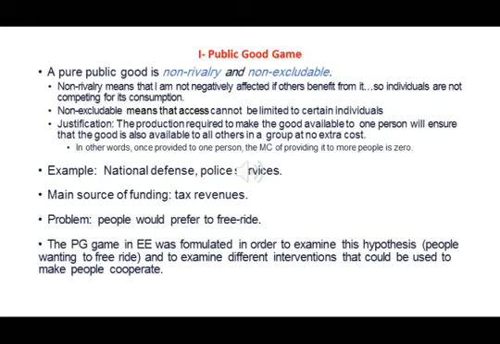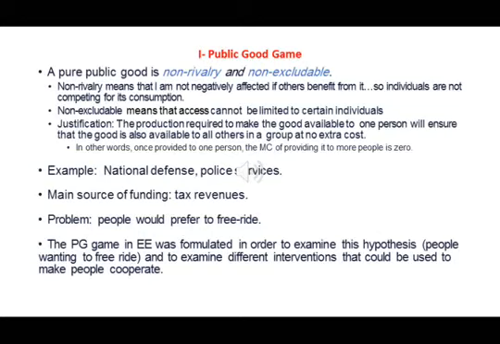What are the examples for a pure public good? The two main examples are national defense and the police services in any country. So these are pure public goods. There is no rivalry between individuals in their consumption. If I benefit from a strong army that is protecting my country, I will not be negatively affected if my neighbor is also benefiting from this service. And the government cannot exclude anyone from benefiting from having a safe country, for example.